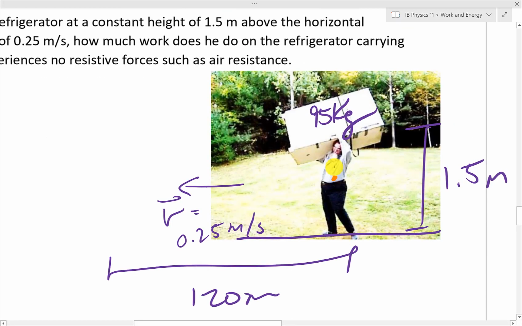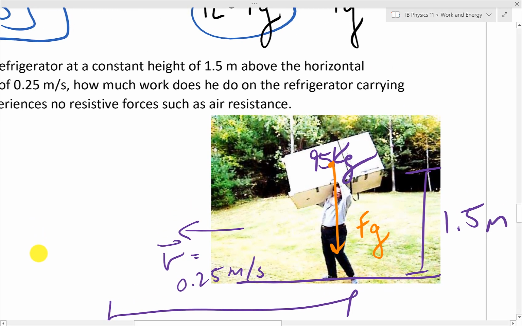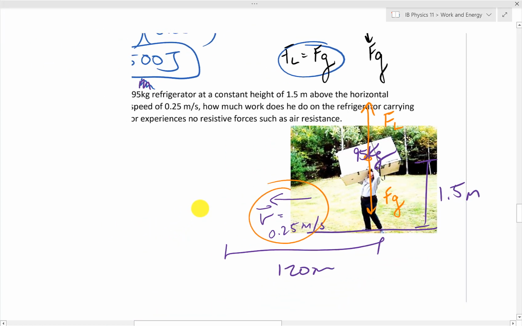Interesting. Why don't we draw a free body diagram first? On the refrigerator, there is a force due to gravity acting on it. This man is lifting it up. We know there are no resistive forces playing against the refrigerator, and since the refrigerator is moving with the man at constant speed, there is no net force in the forward direction, meaning that if there are no resistive forces, there is no forward force acting on this refrigerator at all. So these 2 forces are the only ones acting on the refrigerator.